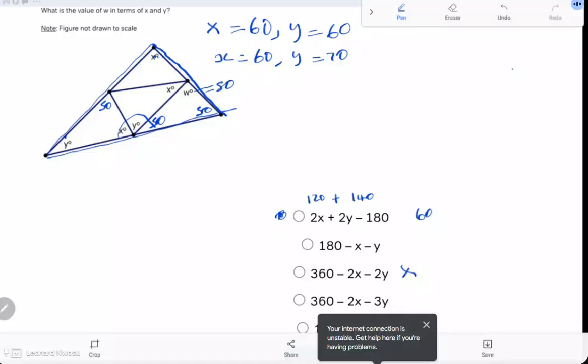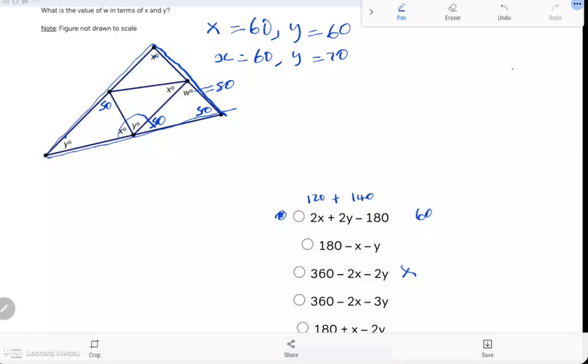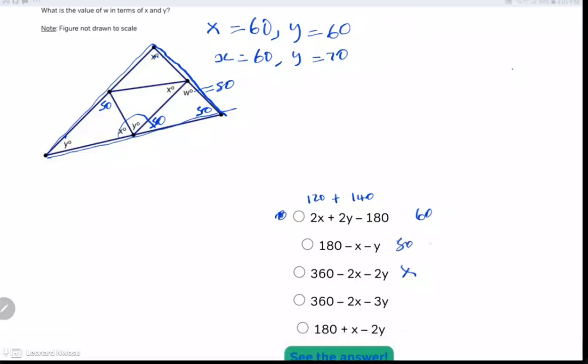180 minus 70 minus 50 is 60. 60 plus 70 is 130. 180 minus 130 is 50. So this is not correct. Remember that we put this as a suspect.